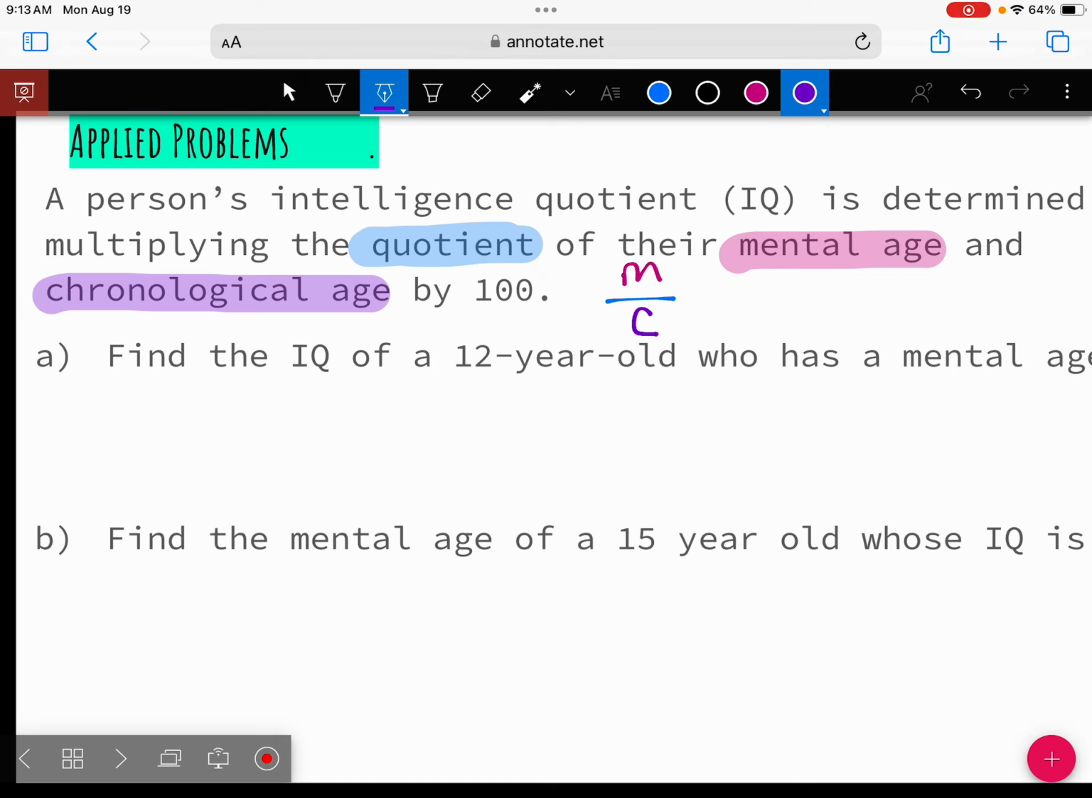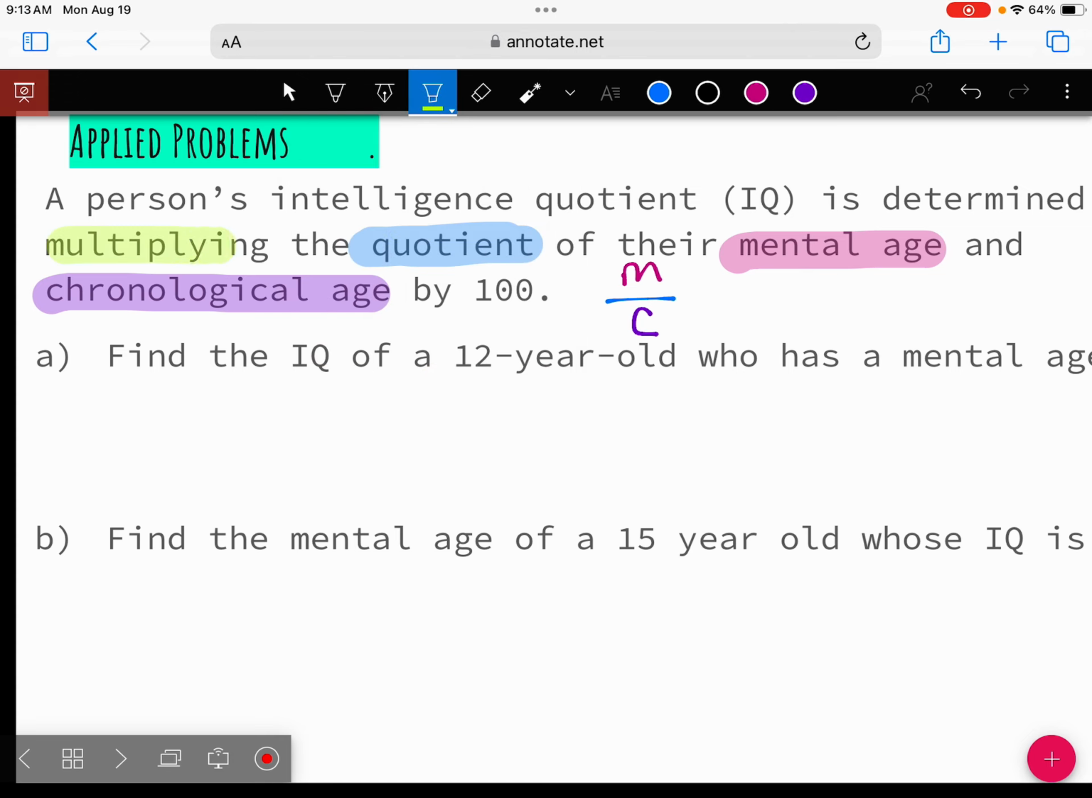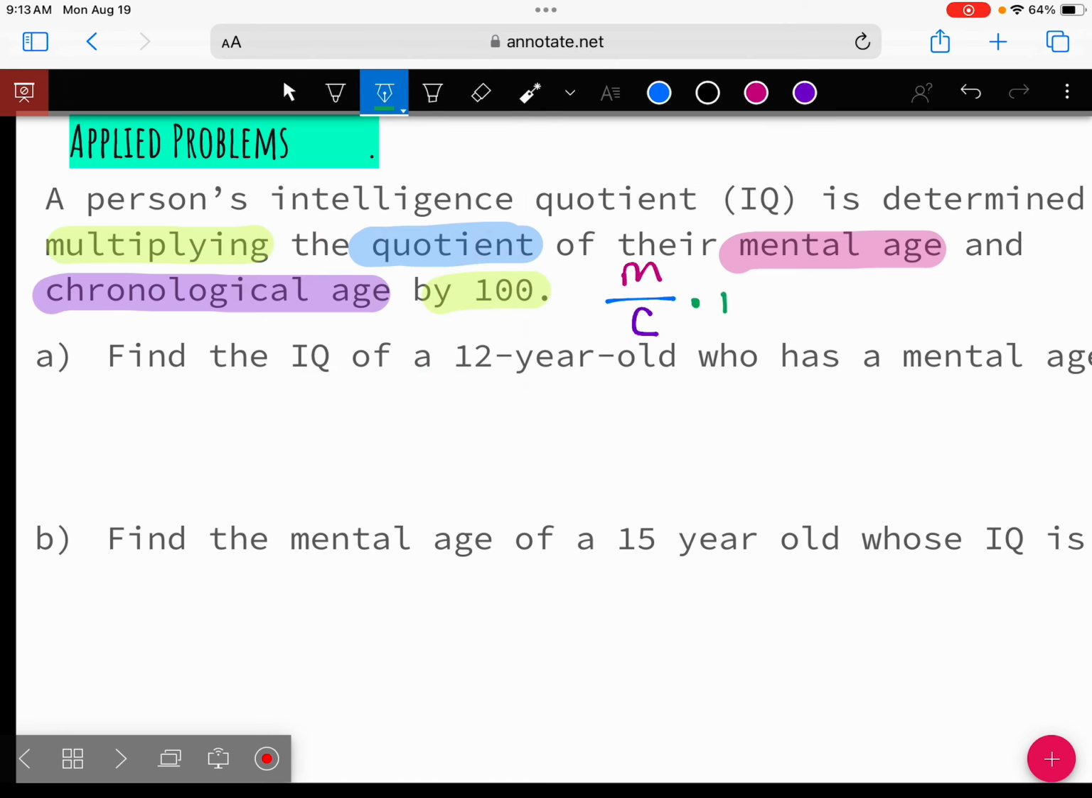So we're going to then multiply the quotient by 100. That's what the last piece up here says. Multiply by 100. So then we're going to times 100. Does everyone see where all those pieces come from? So that's the expression we're going to use.